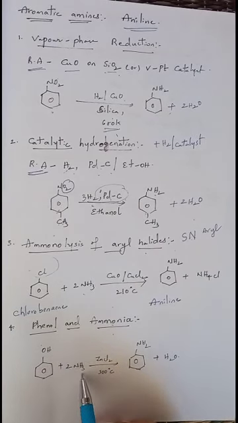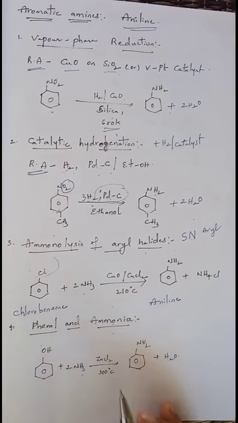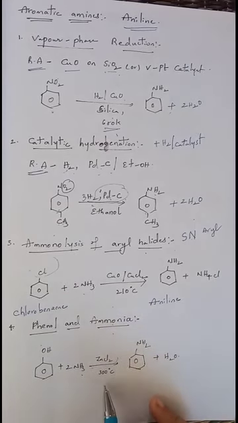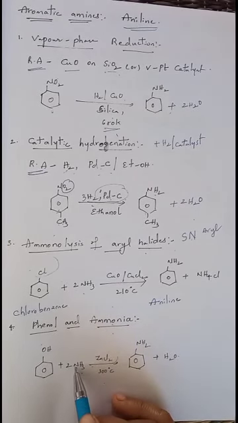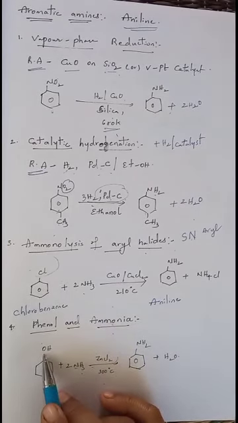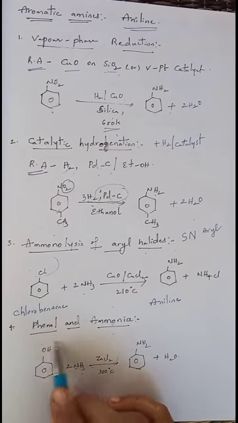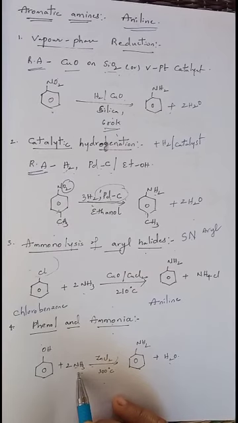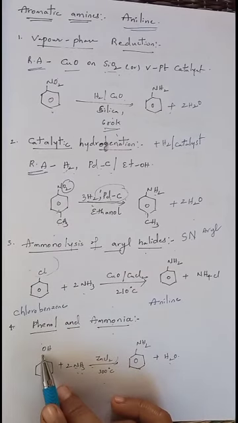When phenol reacts with ammonia in the presence of zinc chloride, which is also acting as a reducing agent, at 300 degrees Celsius temperature, the one hydrogen present here takes the OH group and is eliminated as H2O, and the NH2 group reacts with this benzene ring.